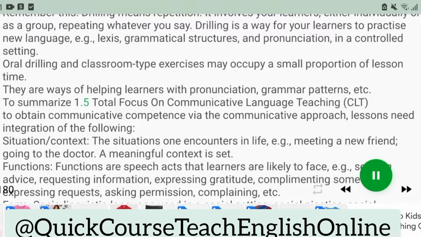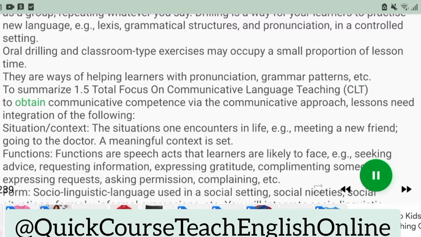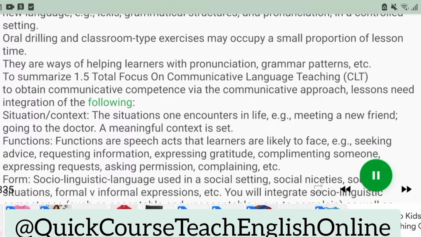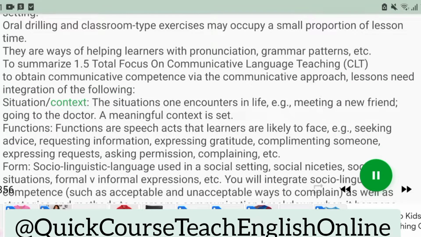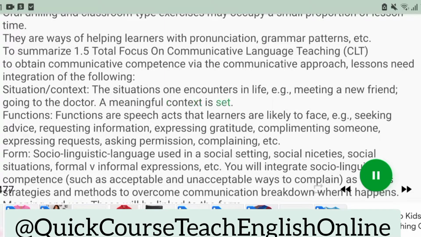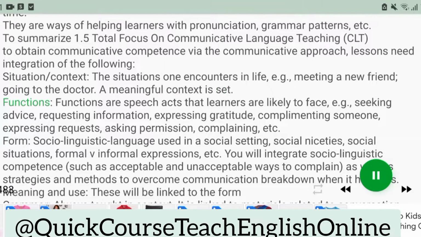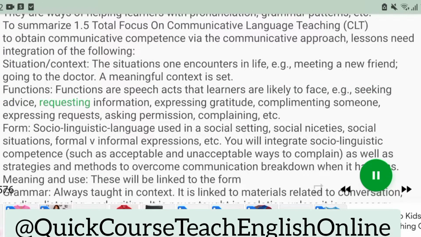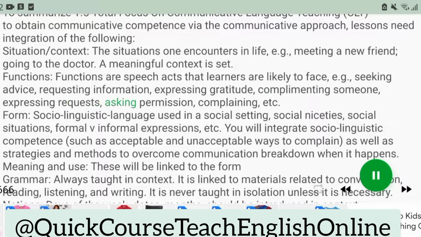To summarize 1.5, total focus on communicative language teaching, CLT. To obtain communicative competence via the communicative approach, lessons need integration of the following. Situation context. The situations one encounters in life, e.g., meeting a new friend, going to the doctor. A meaningful context is set. Functions. Functions are speech acts that learners are likely to face, e.g., seeking advice, requesting information, expressing gratitude, complimenting someone, expressing requests, asking permission, complaining, etc.